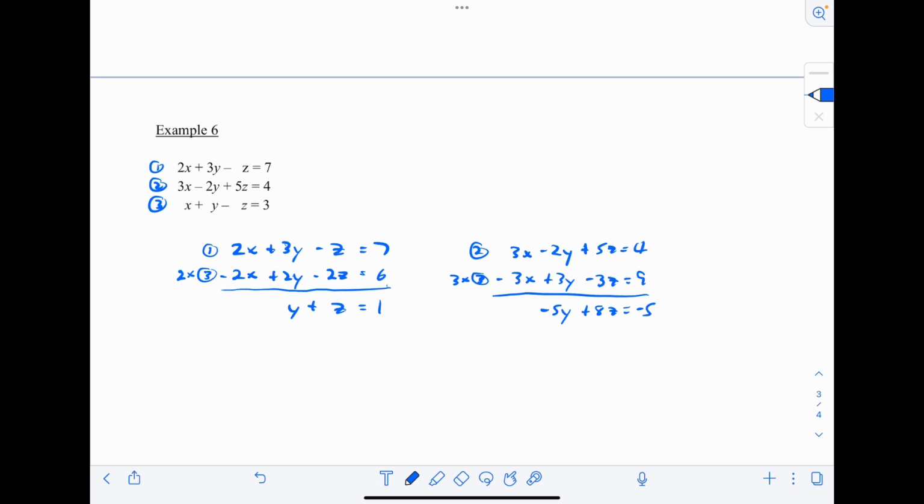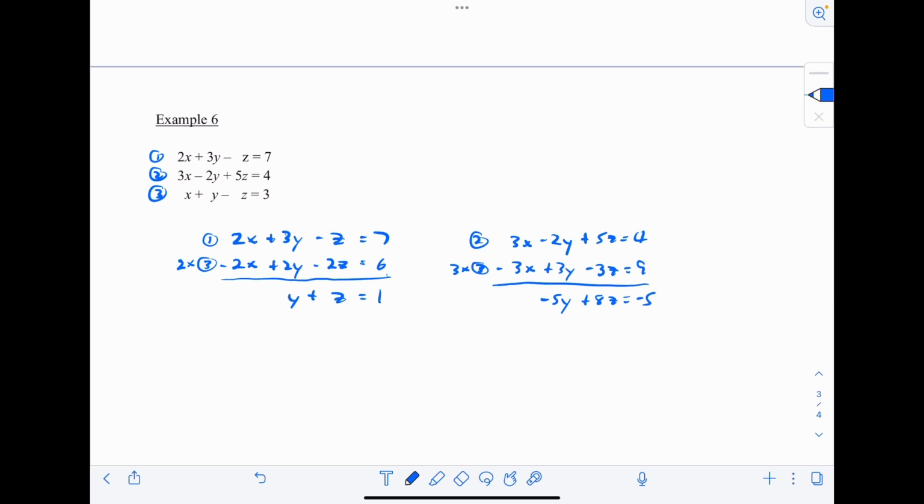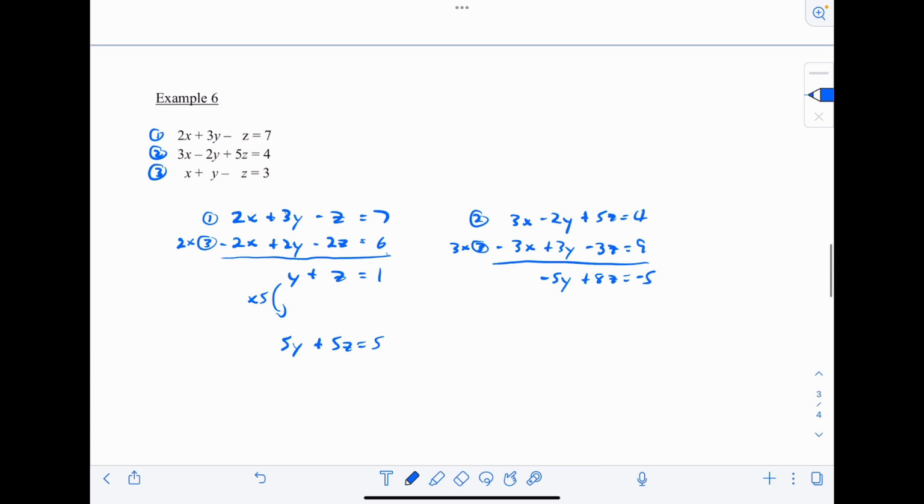But now when I combine the two ideas, I can solve for y and z, much like we did earlier. So I'm going to take this first equation, simply multiply it by 5. So 5y plus 5z equals 5. Just rewrite the second equation, negative 5y plus 8z equals negative 5. And in this case, we go ahead and add them. We get 13z equals 0, or simply z is 0.